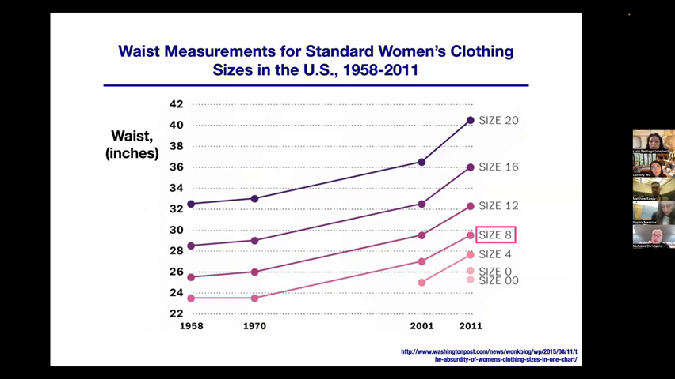For instance, we are redefining dress sizes as people get bigger. This is the waist measurements for standard women's clothing from 1958 to 2001. This is your waist in inches on the left, and what was a size 20 in 1958, 1970, 2001, and 2011, and what was a size 8. You can see that we're redefining dress sizes as people get bigger. Culture can construct what a normal appearance can be.